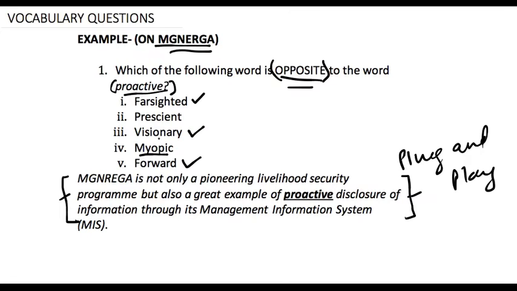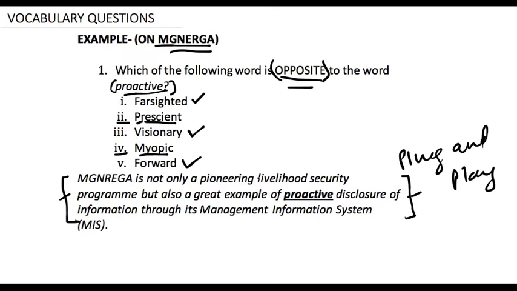Now we have two words, prescient and myopic. Most of the students probably do not know the direct meaning of these two words, so they will be stuck between these two answer choices. So now we go to the plug and play approach and understand what the sentence means.